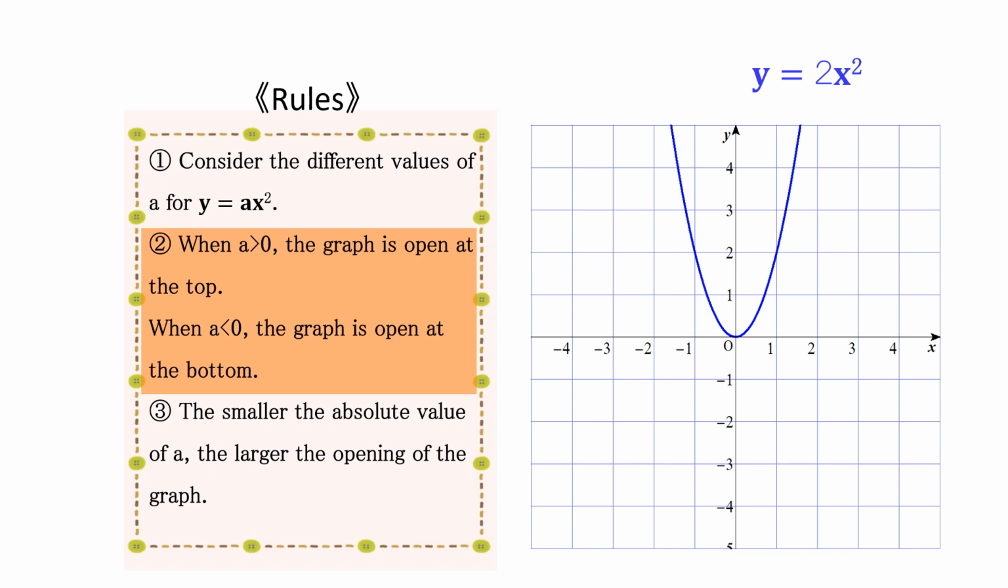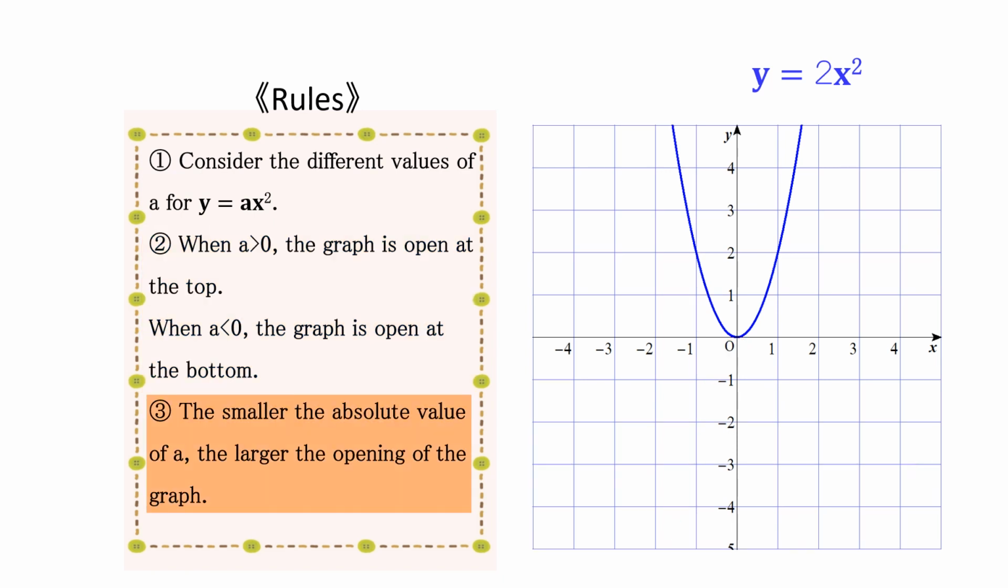When a is greater than 0, the graph is open at the top. When a is less than 0, the graph is open at the bottom. In other words, this shows that when a is a positive number, the graph is open at the top, and when a is a negative number, the graph is open at the bottom.